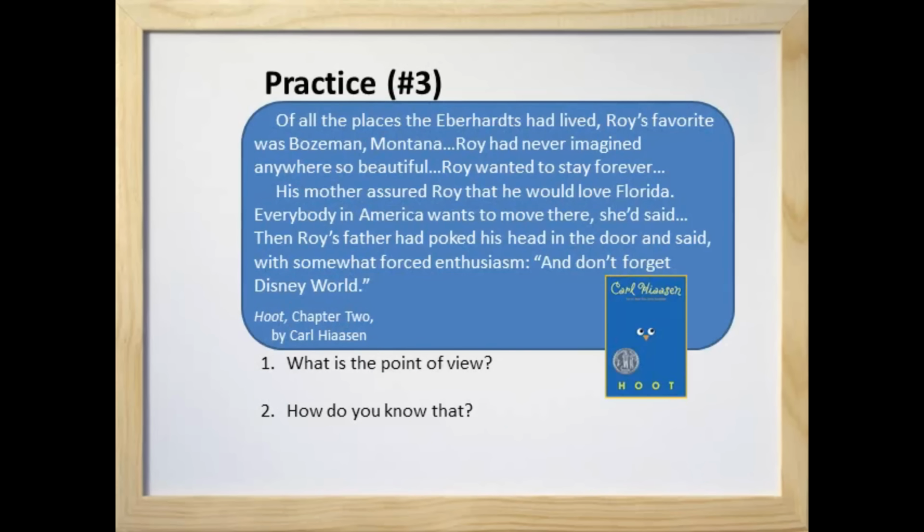Practice number 3 from the story Hoot. Question 1. What is the point of view? The answer is third-person limited. Question 2. How do you know that?